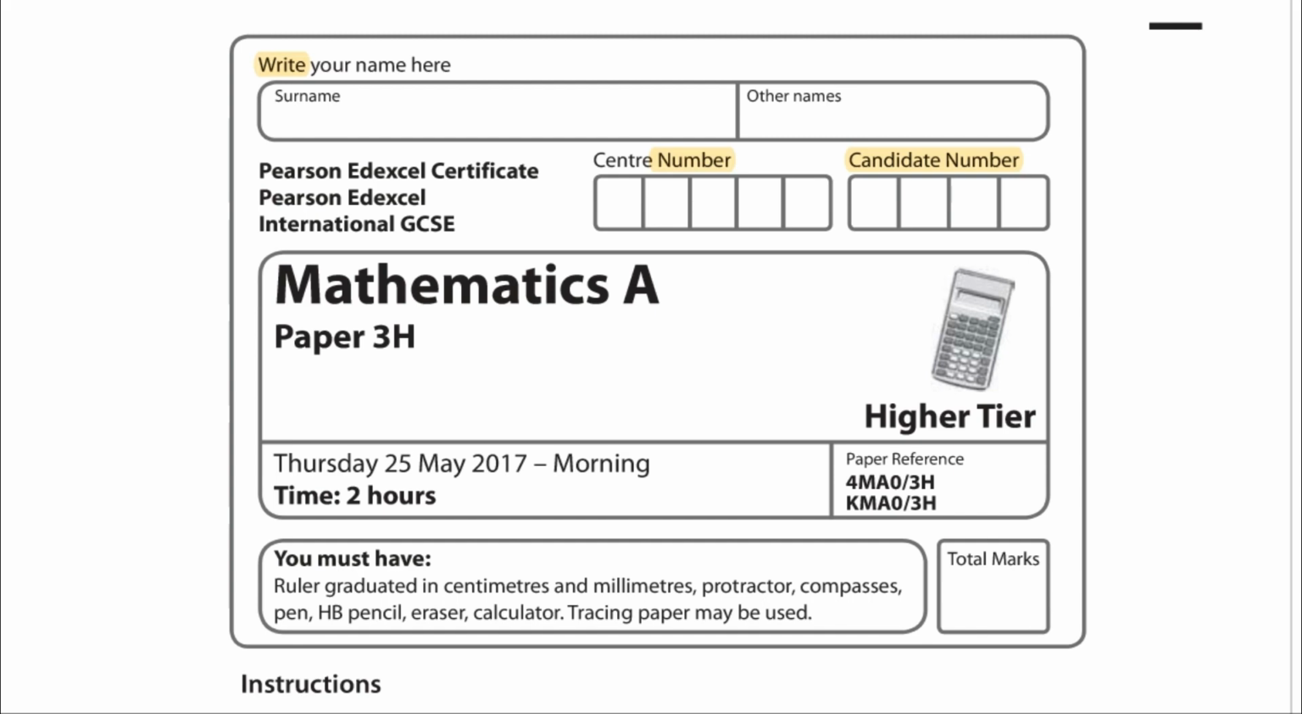You can find the paper in the description below, so make sure you try the paper first and then look at the solution with us afterwards. It'll save you a bunch of stress, so without further ado, let's jump right in.